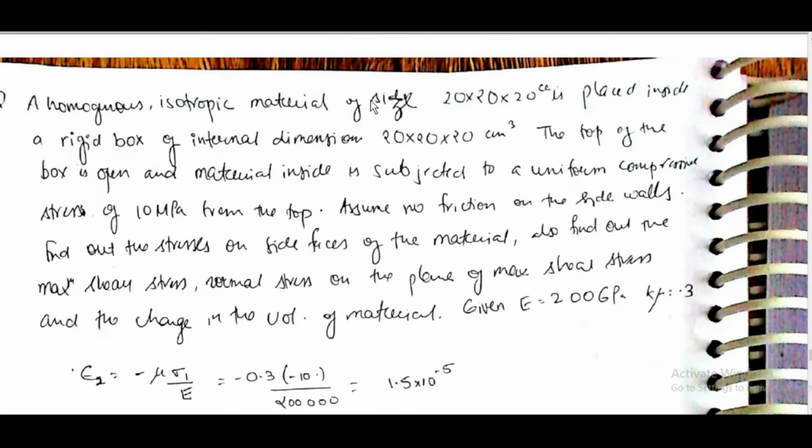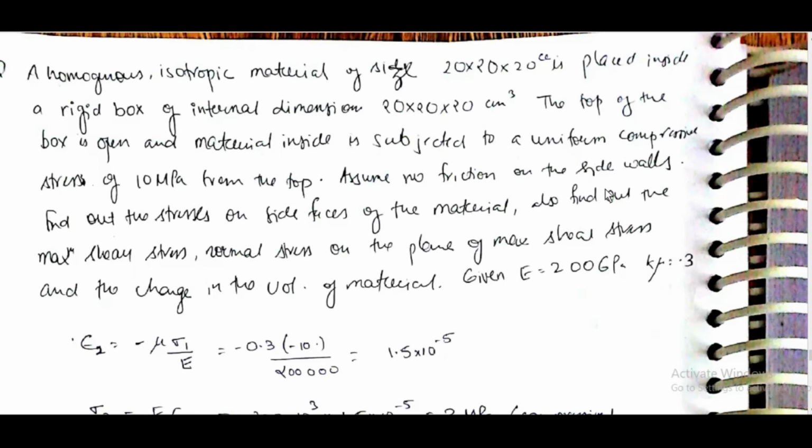A homogeneous isotropic material of size 20 by 20 by 20 is placed inside a rigid box of internal dimensions 20 by 20 by 20 centimeter cube. The top of the box is open and the material inside is subjected to a uniform compressive stress of 10 MPa from the top. Assume no friction on side walls. Find out stresses on side faces of the material.